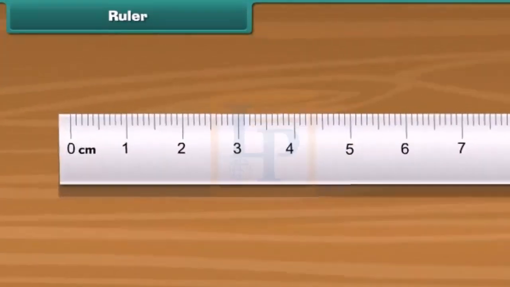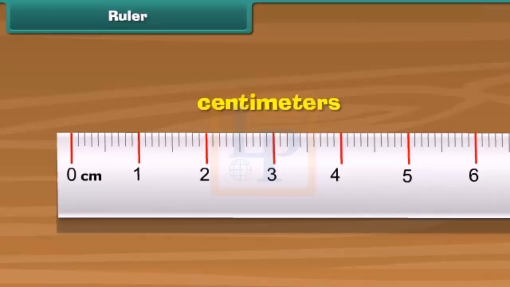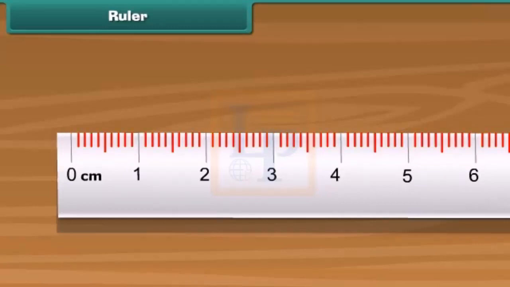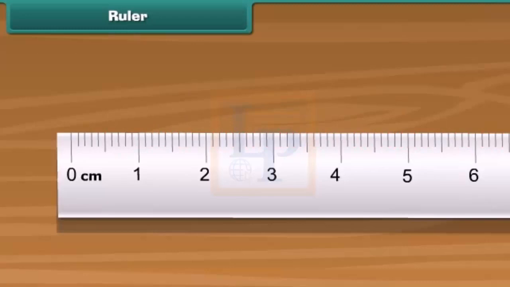You find many divisions on the margin of the ruler. Some lines are longer while others are smaller. The longer lines represent the number in centimeters. The small lines between two long lines represent divisions of centimeter. Now we will learn to read a scale.